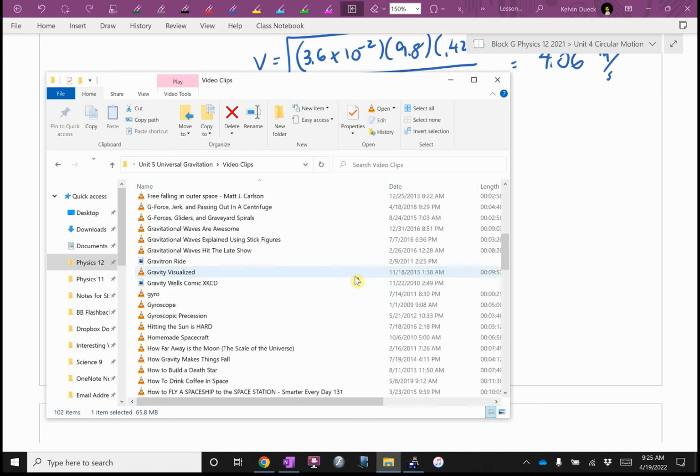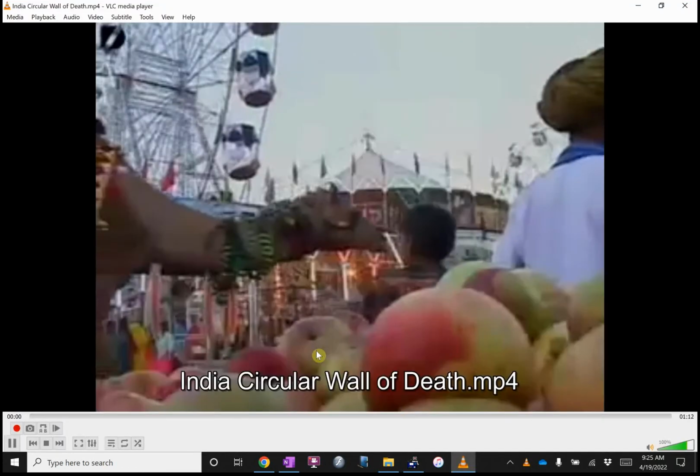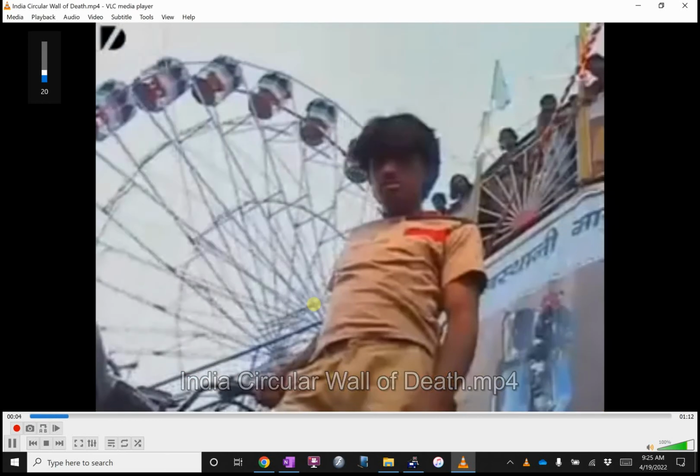And then the last one is called the Indian Circular Wall of Death. These are very common at Indian state fairs or carnivals. But I remember actually seeing this live back at the P&E when I was about 9 years old.